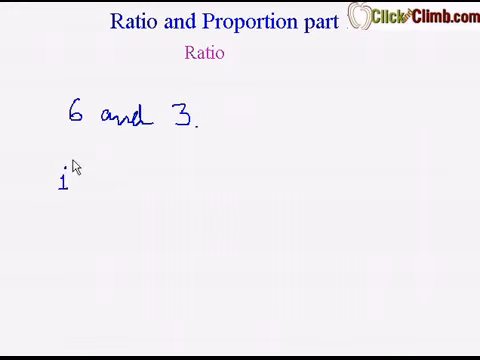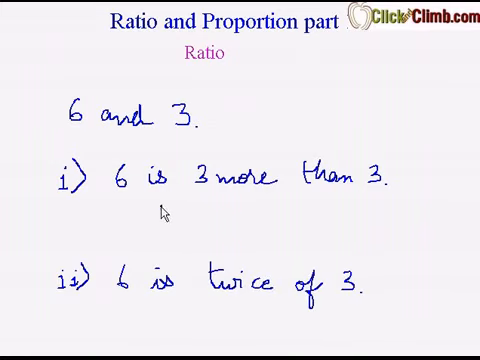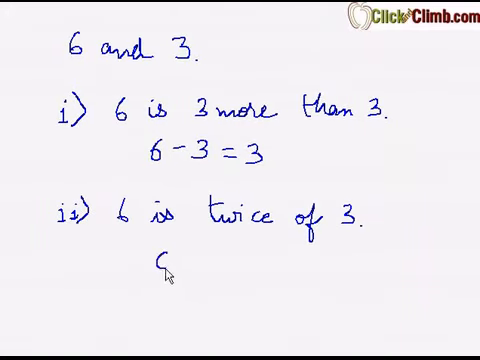Number one, I can say that 6 is 3 more than 3, and the other way is, I can say that 6 is twice of 3. Now, in the first one, when I'm saying that 6 is 3 more than 3, how do I get this? This is basically 6 less 3 is 3. And in the second one, I have to actually divide 6 by 3 to get 2, or 2 times.